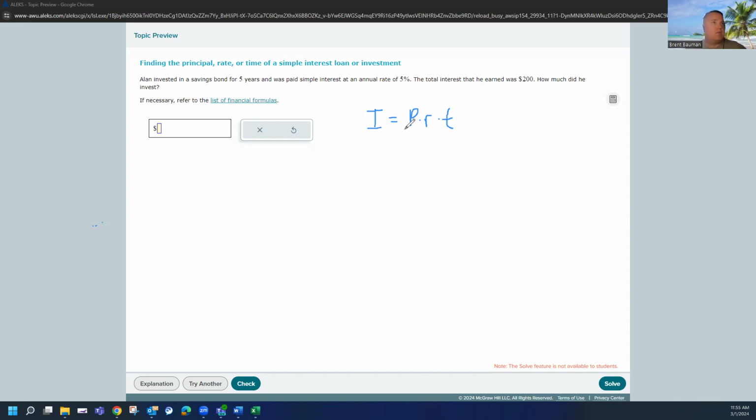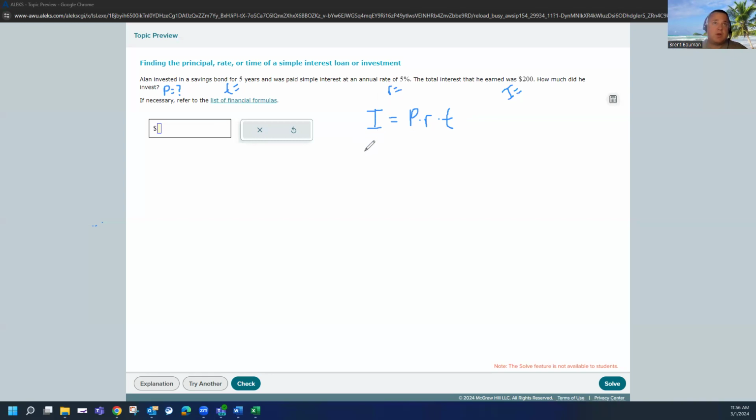So it says Alan invested in a savings bond for 5 years. So that's the length of time, that's T. And we have an annual rate of 5%, and we earned interest of 200. How much did he invest? So P is what we're trying to find. So what we're going to do is plug in the values that we know and solve for the one that we don't know.